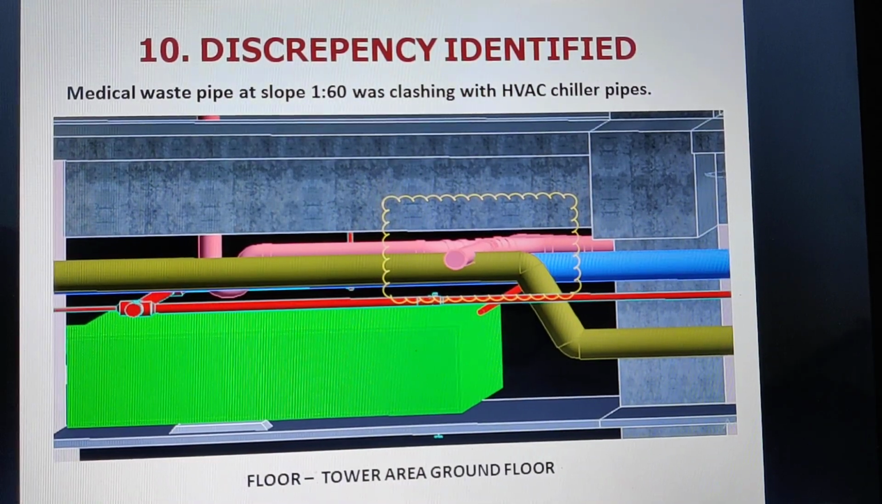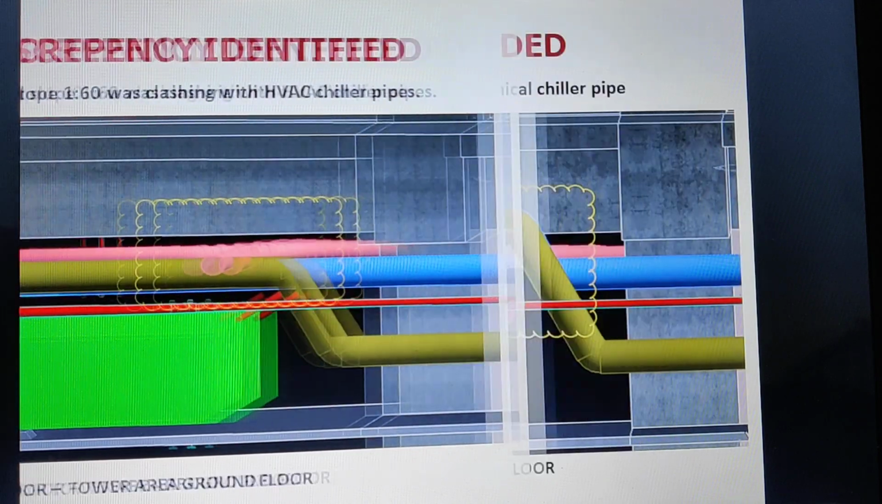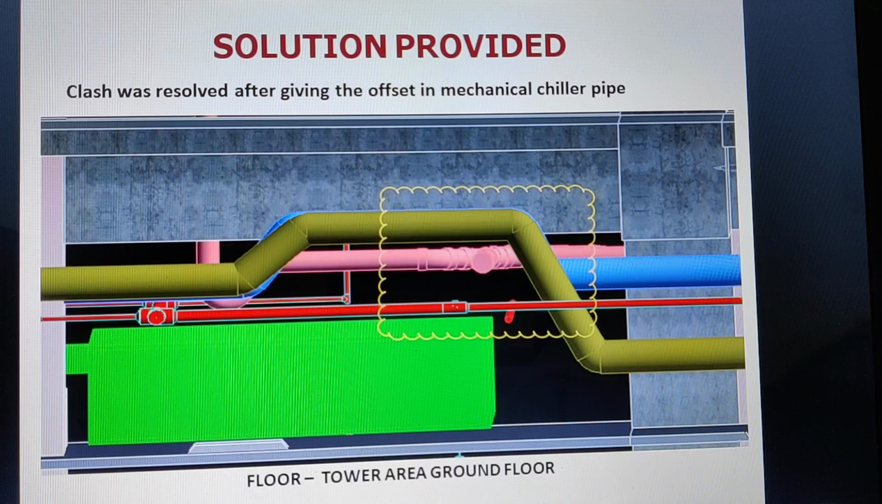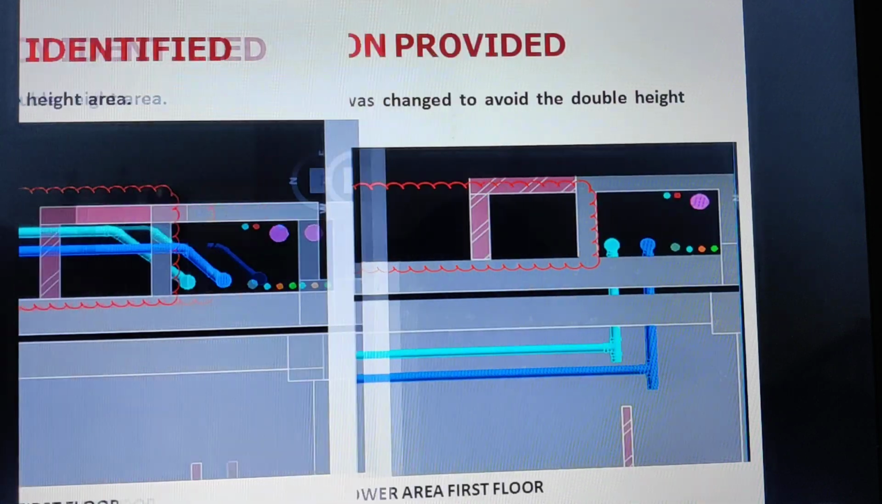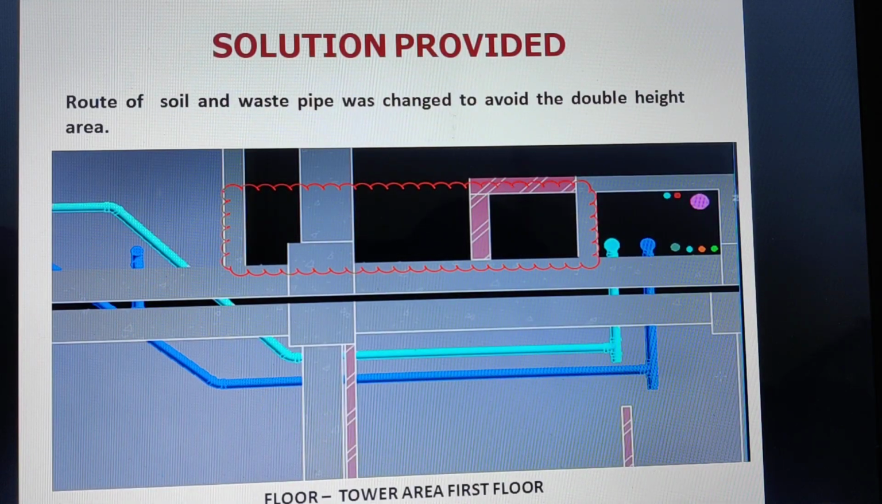Here again one pipe was at a slope which was clashing with the HVAC chiller pipe, and then you can see the clash was avoided after giving an offset in the mechanical chiller pipe. Here soil and waste pipes were running in a double height area, and you can see if this had been executed, what an aesthetic issue it would have been. So this was solved and the route was changed.